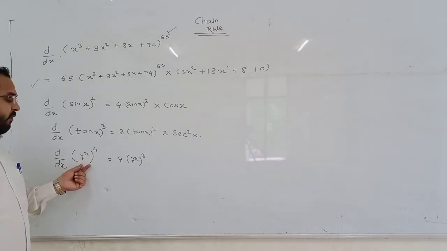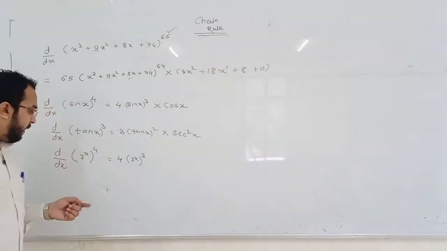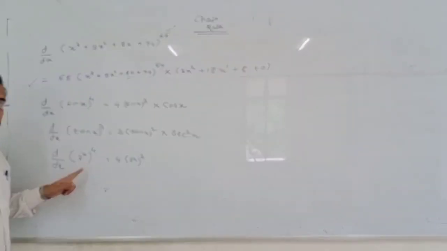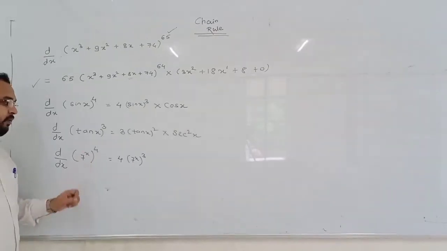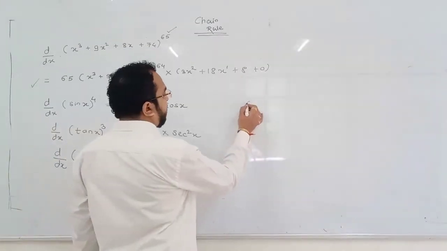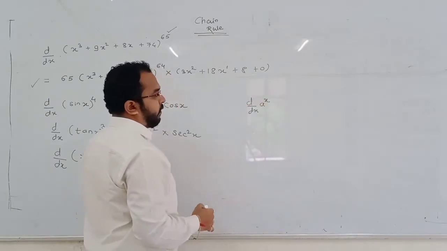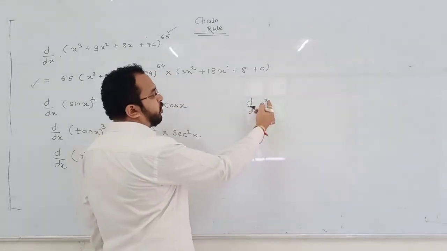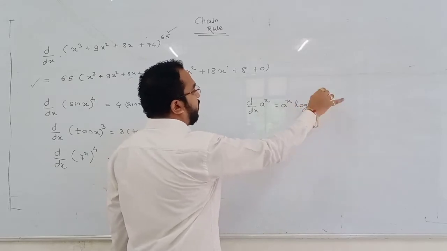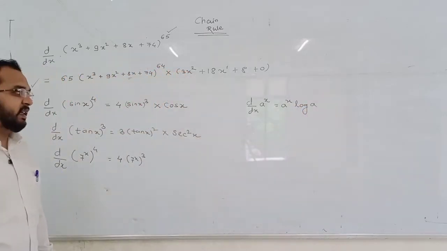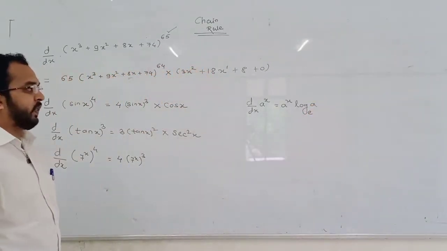So what is given in the bracket? It is 7 to the power x, an exponential function. Why? It is constant to the power variable. 7 is a constant, x is a variable, so constant to the power variable. So what is the differentiation? Yesterday I told you, differentiation of an exponential function, constant to the power variable, will be constant to the power variable as it is into log a, log of the constant, and base e. Obviously the base will be e.